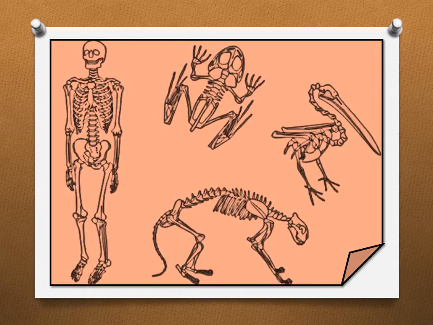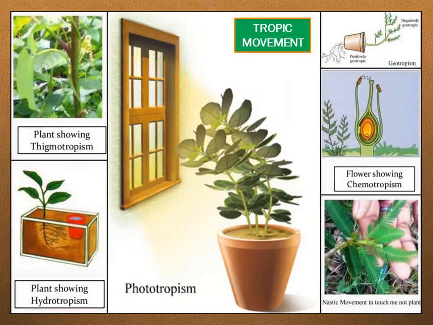In this diagram, you can see the skeleton of different animals and man. This diagram shows the tropic movement of plants. These movements are controlled by the direction of the stimulus. Thigmotropism, it is response to touch. Hydrotropism, it is response to water.